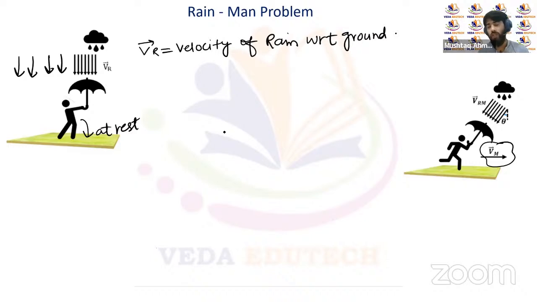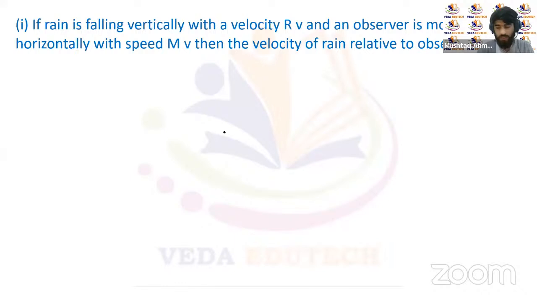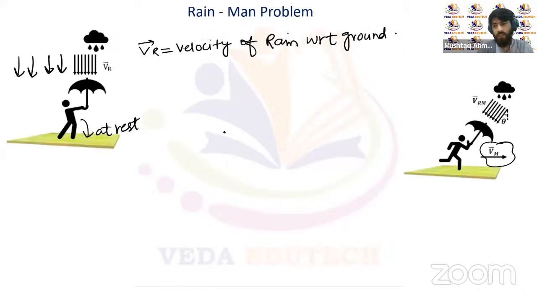The direction of the rain, or the relative velocity of the rain, will be different, right? The velocity of the rain as observed by the moving person will be different from the velocity of the rain observed from the ground. So that's what we will be discussing in the rain and man problem. It's one of the important problems with respect to relative velocities. So let's discuss it one by one.